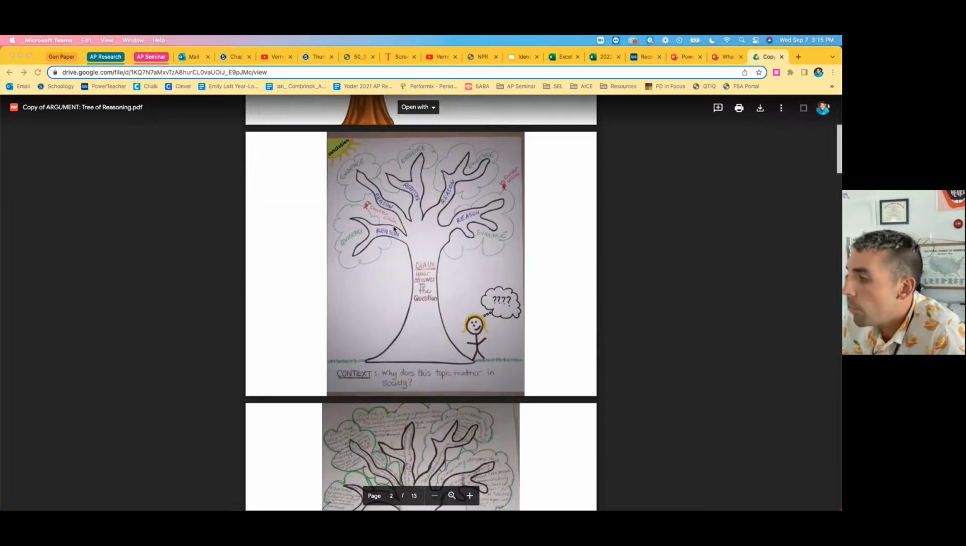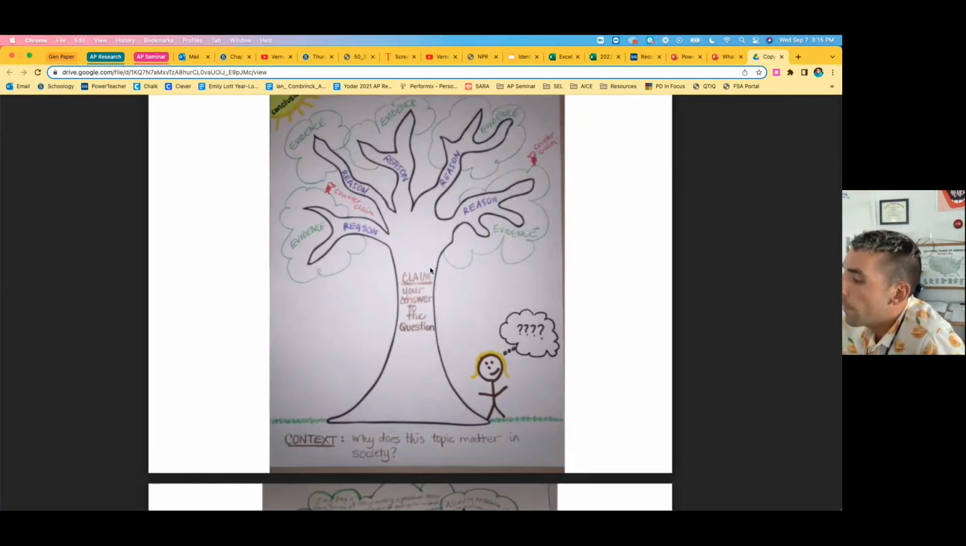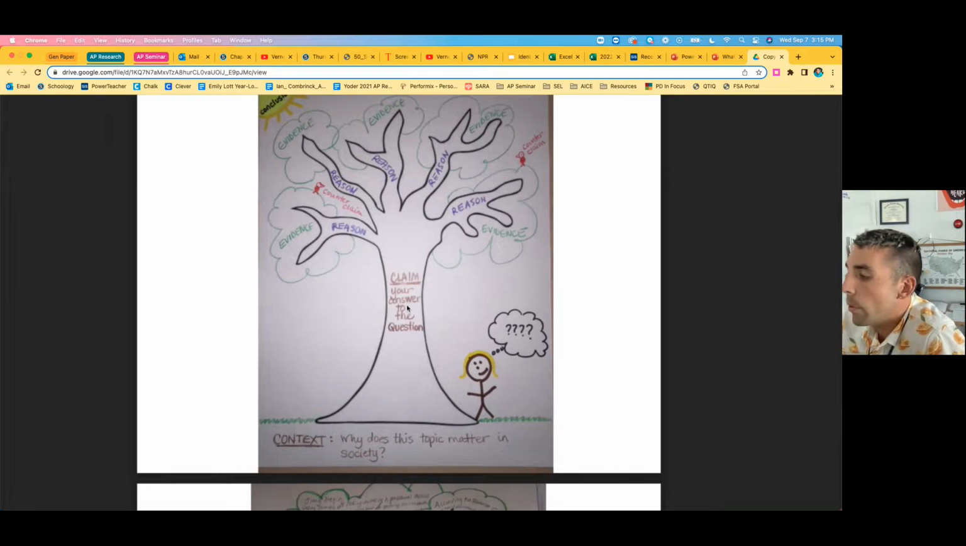So you can see each part of the tree has a specific area in it. So let me zoom in. Can I zoom in? Yeah. So the trunk of the tree is your claim, and that's where you'll state what you're arguing for, whatever you're arguing for. Each branch becomes a reason that supports that overall claim, and notice they're all connected together. So the trunk is supporting, the branches are part of the trunk, and then each branch has its own set of leaves that are the evidence that support its reasons.